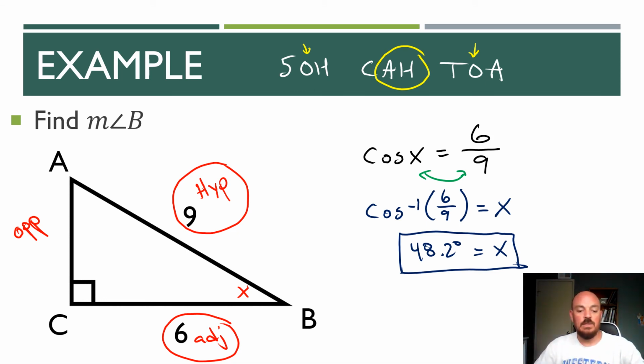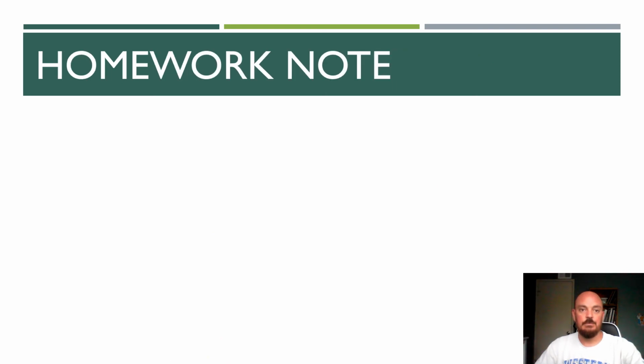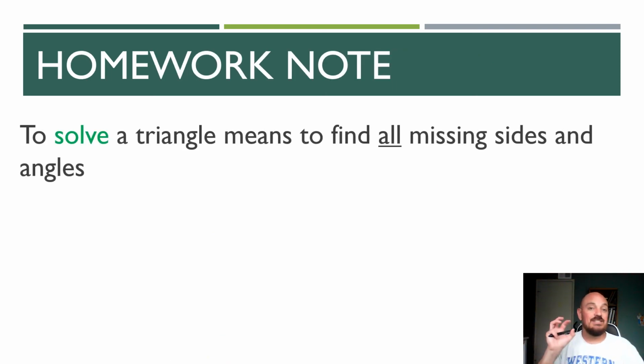Now, before we go, one last little note for the homework today. Whenever you see the phrase solve a triangle, you're going to be asked in tonight's homework to solve a triangle. The word solve means find everything. It's not going to say find x, find y, find z, find this angle, find that angle. It's going to say solve the triangle, and that means you need to find everything. If both angles are blank, you need to find both of them. If one side is blank, find it. If two sides are blank, find both of them. You need to find every missing piece.